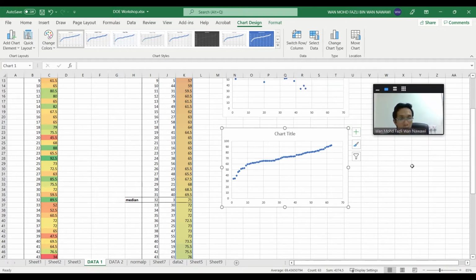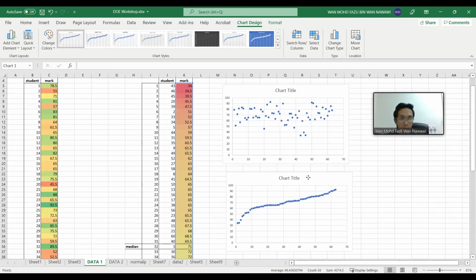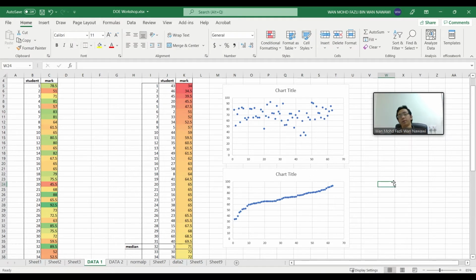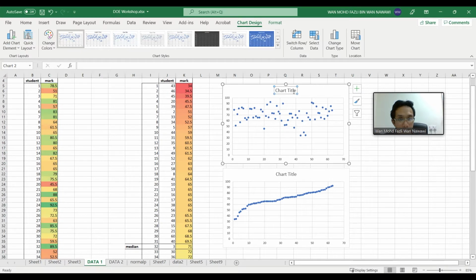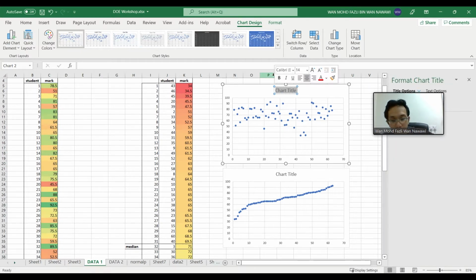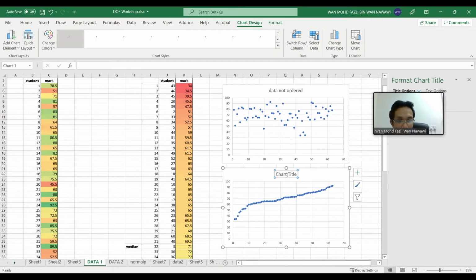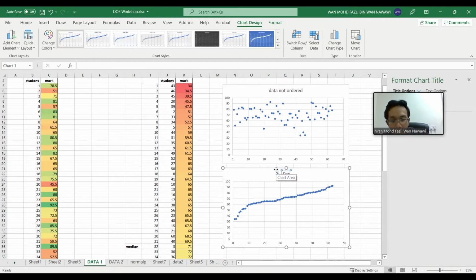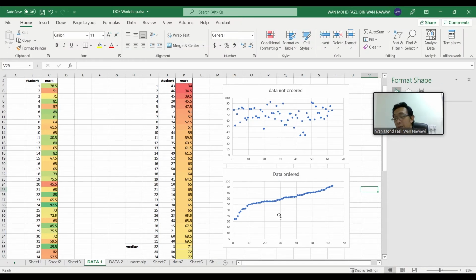Okay, so here you can see two of the same data, but different scatter plots. The first data is not ordered, so let me put here, not ordered. And this one is data ordered. So you can see the difference in the scatter plot. When you order the data, you can see the trend.